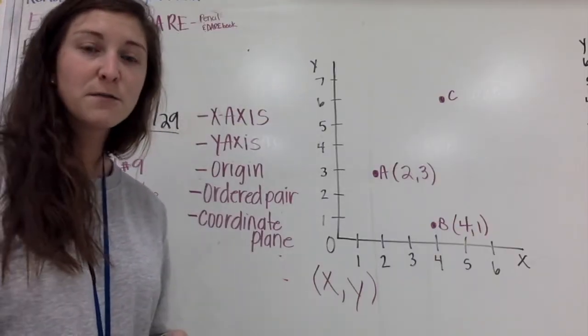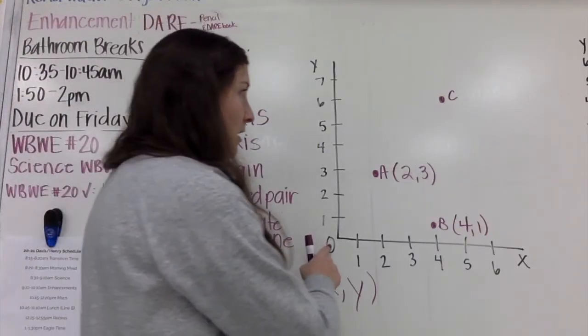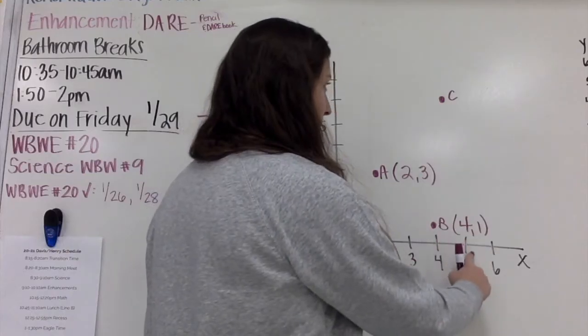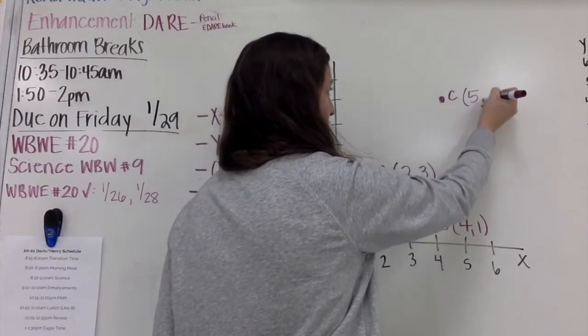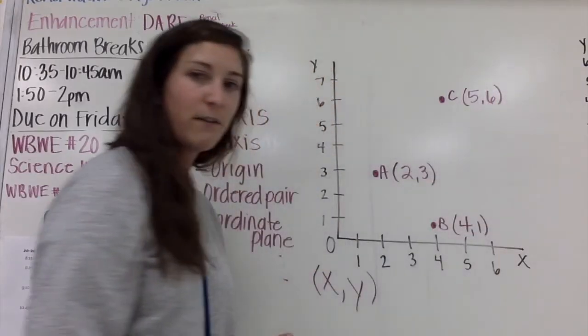Last but not least, for point C, I've got to go all the way over to 5, and all the way up to 6. So that means that ordered pair would be 5, 6.